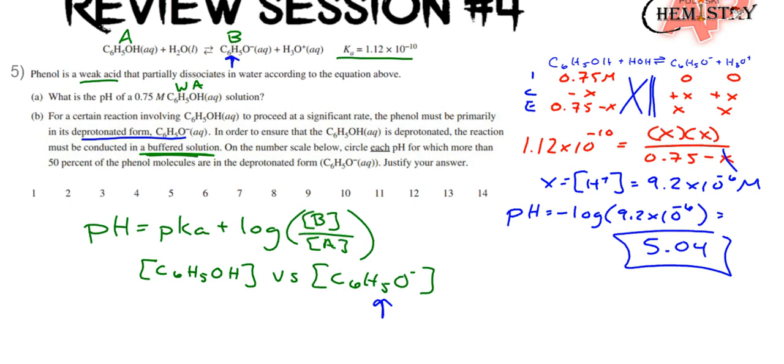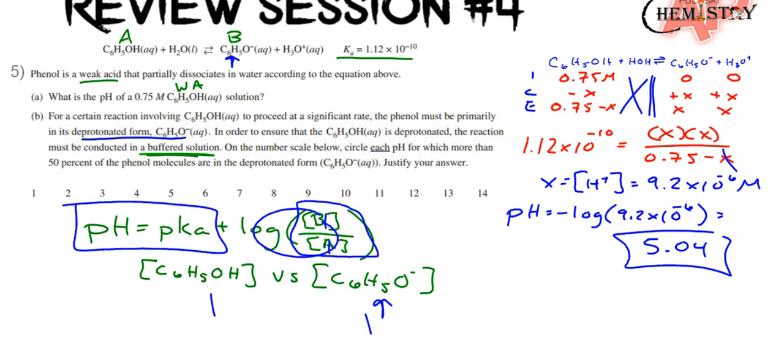So if I make them equal, I can just say, hey, I have one of these and one of these. What does that do to this right here? Becomes one, log of one is zero. Okay, so if I make this one and one, this becomes zero. So now I'm sitting with pH equals pKa.